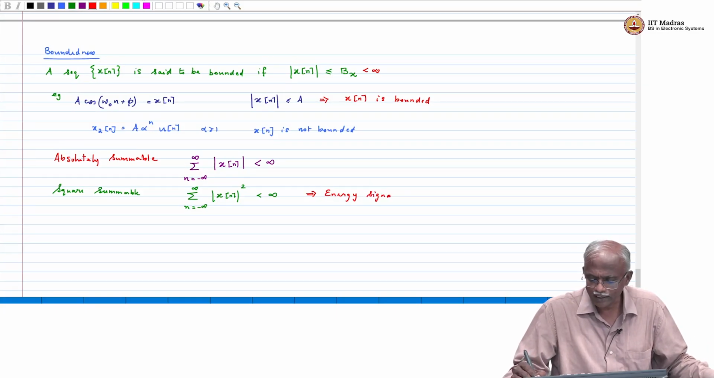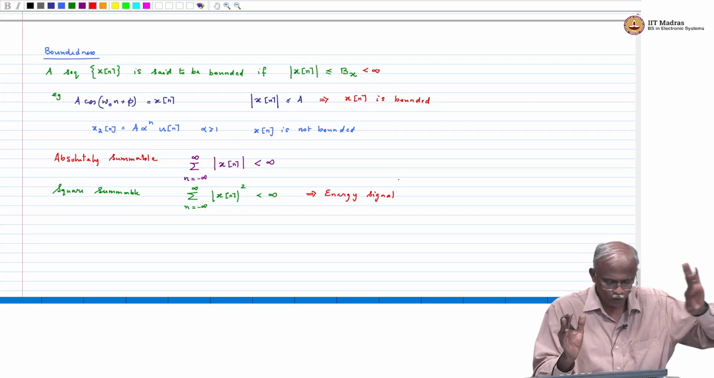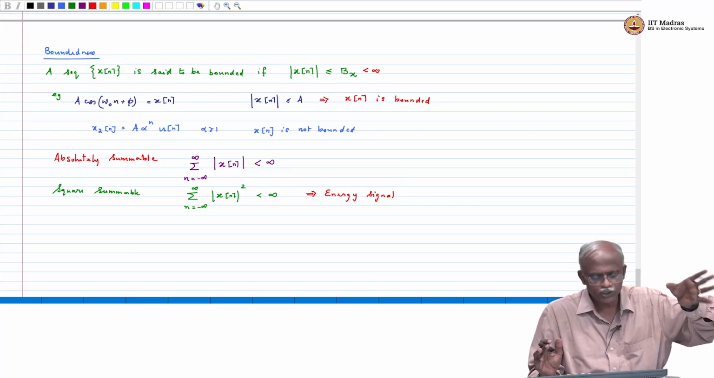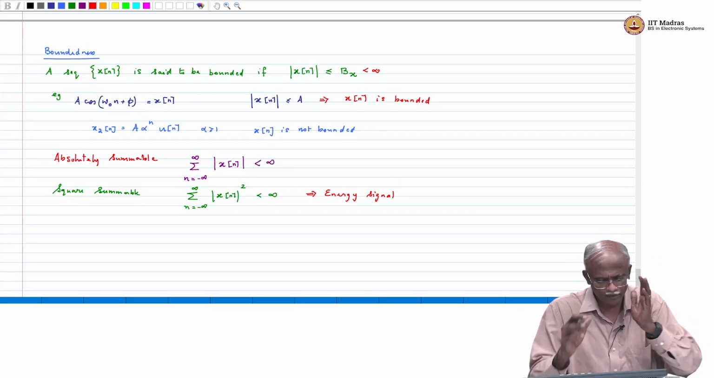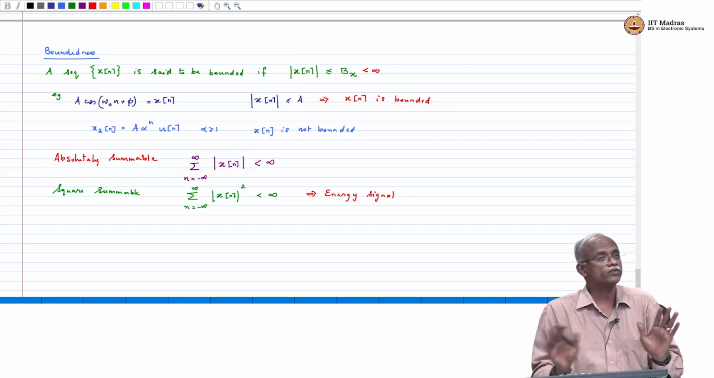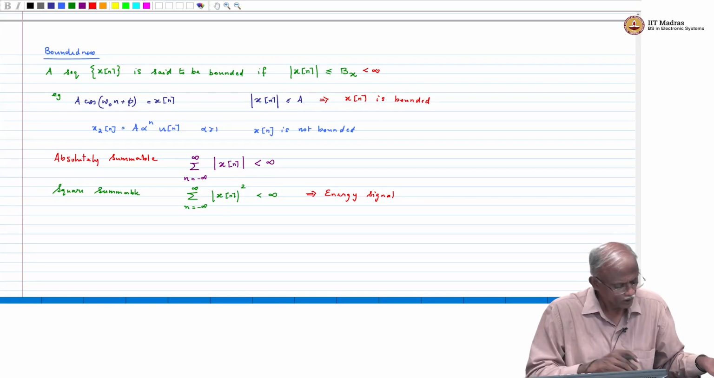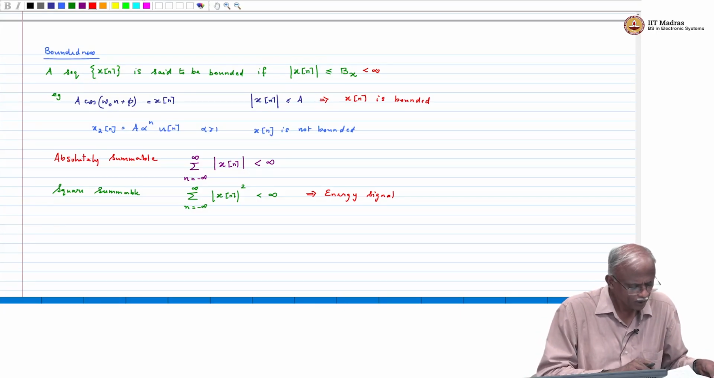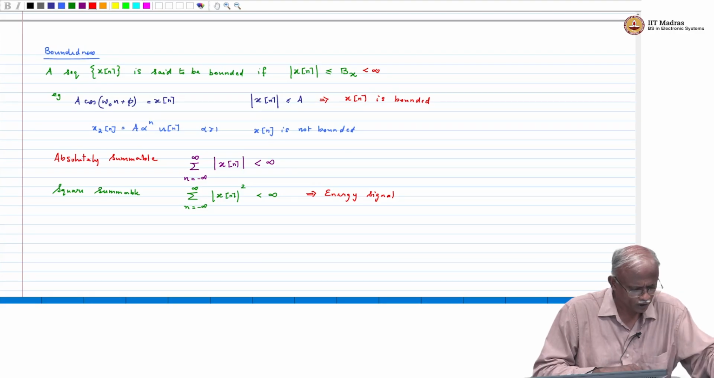So basically, energy signals are those which are square summable and also will be absolutely summable. We can look at that, but periodic signals will not satisfy either of these two conditions. So this is also a useful principle for you to keep in mind.